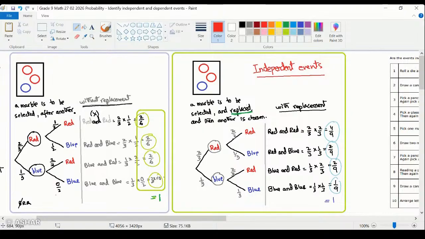But in the first case, without replacement, this would be a dependent event. Why? When one of the red marbles was already selected, then we are only left with one choice of red, right? So we cannot have two reds again to be selected from. So dependent event means the second outcome is dependent on the first outcome. Independent would mean they have no link between them. They can be chosen in any other possible way. Okay.